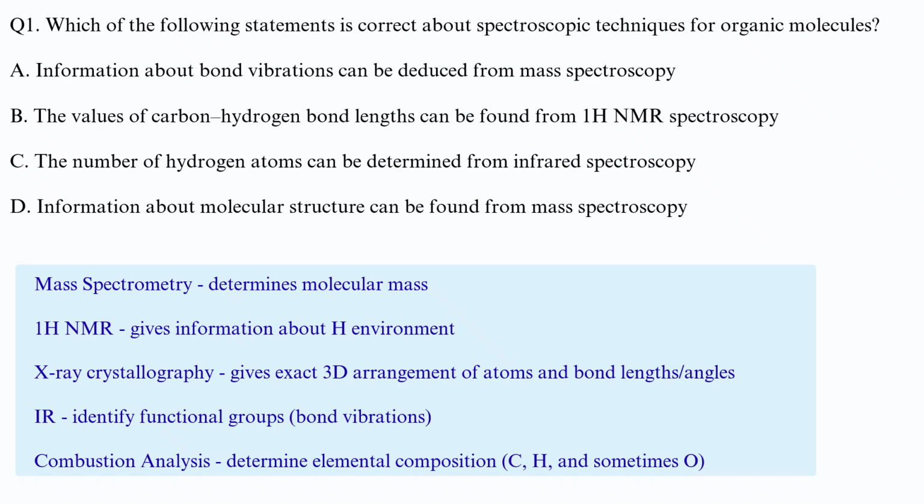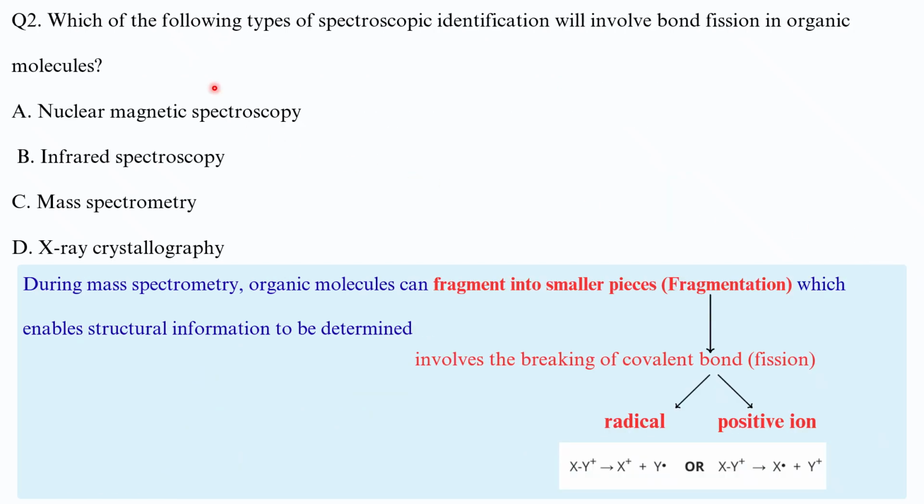Now the next question is, which of the following spectroscopic identification techniques will involve bond fission in an organic molecule? So here they are asking which technique will involve bond fission. Bond fission means breaking. Okay, so here we have option A. In option A we have nuclear magnetic resonance spectroscopy. So in case of NMR we do not break a particular bond. Instead we just check for their resonance. Okay, in case of infrared also we look for the vibrations.